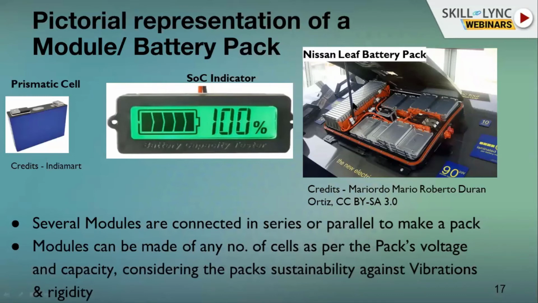These are all pouch cells. These are all pouch cell blocks, which are all connected as per the requirement of series or parallel. Since this is for Nissan Leaf, it is active cooling, which means there is a heat cooling plate, and there is active coolant which is flowing to extract the heat.